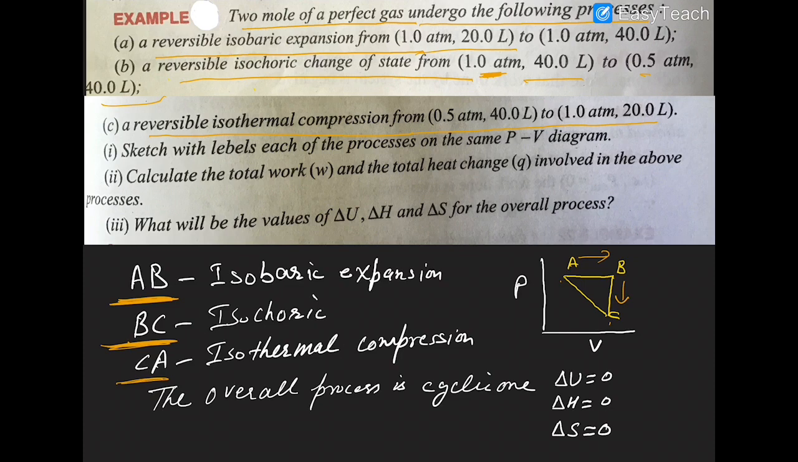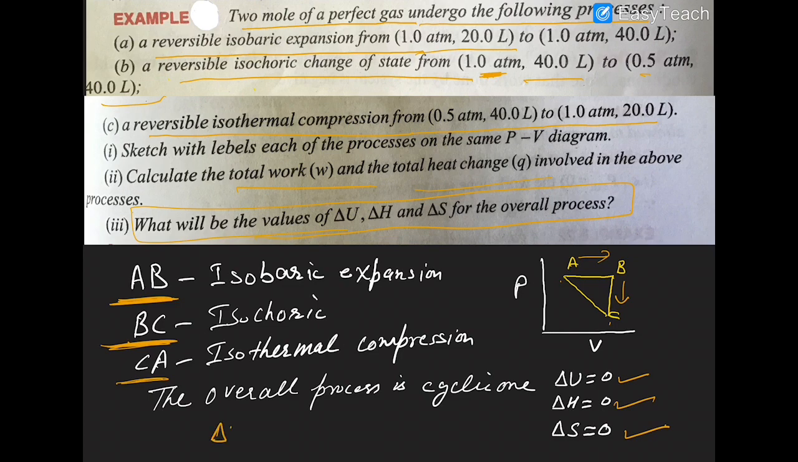So if you look at the figure, it means the overall process is cyclic. So delta U, delta H and delta S are 0. Remember that in a cyclic process all these state function values will be 0. So now what is the total work done and what is the total heat change? That is the only case now.